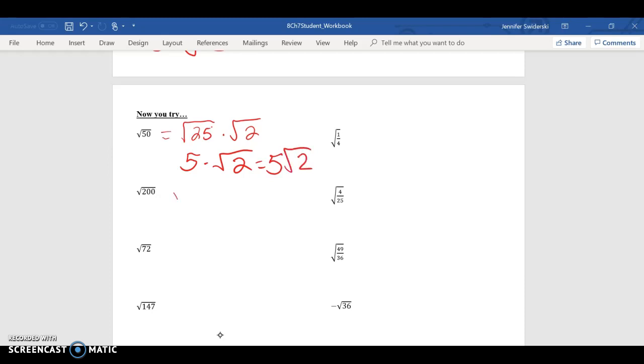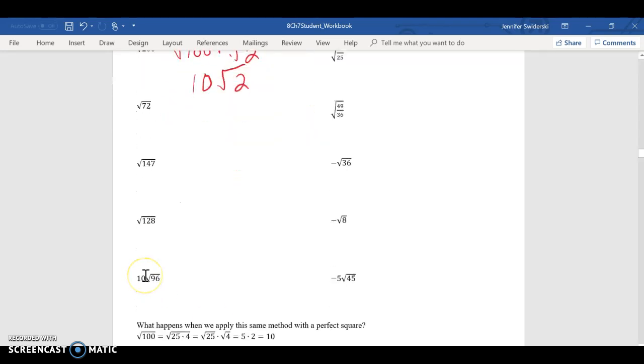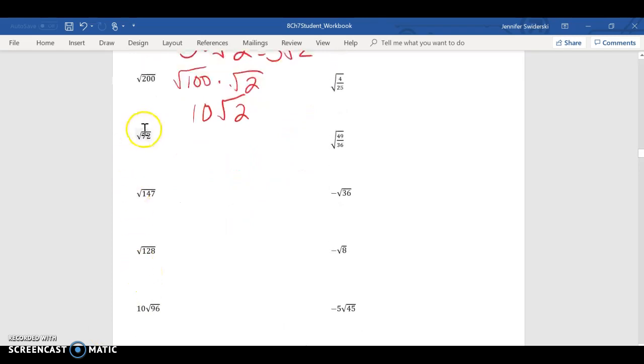What about 200? Well, 200 can be the square root of 100 times the square root of 2. Are either of those perfect squares? Yes. Which one can I break down further? Well, I can break down 100 further. So 100 will become 10, and that gives 10 root 2. All right, go ahead and try 4 more on this page for me. Actually, let's do 3. So we've got 1, 2, and 3. Go ahead and try these. So what you're looking for is a perfect square that you can multiply by to help yourself out to simplify these.